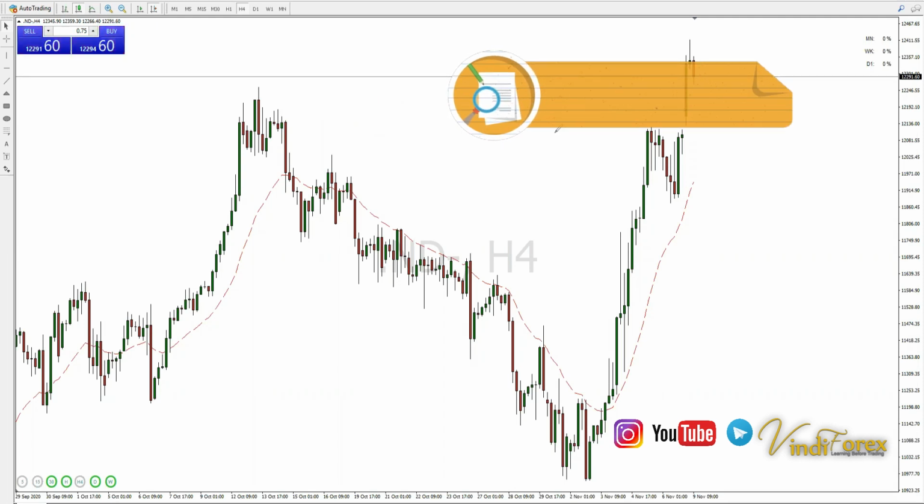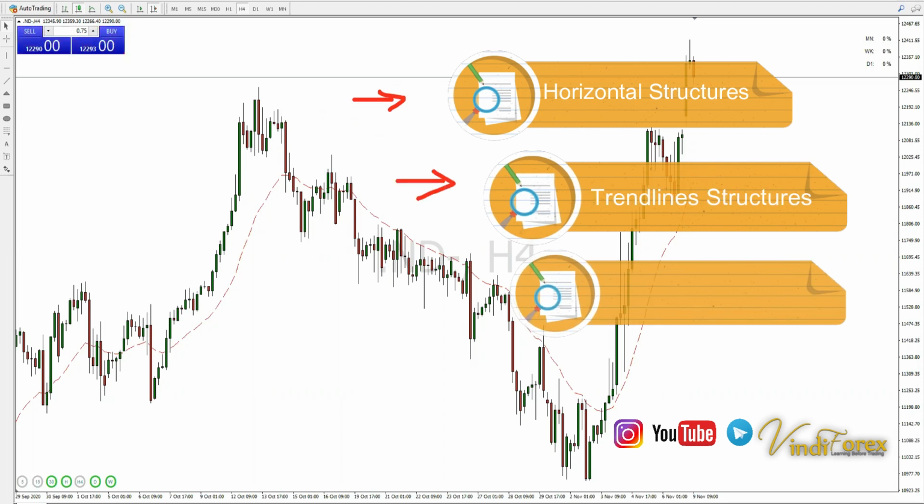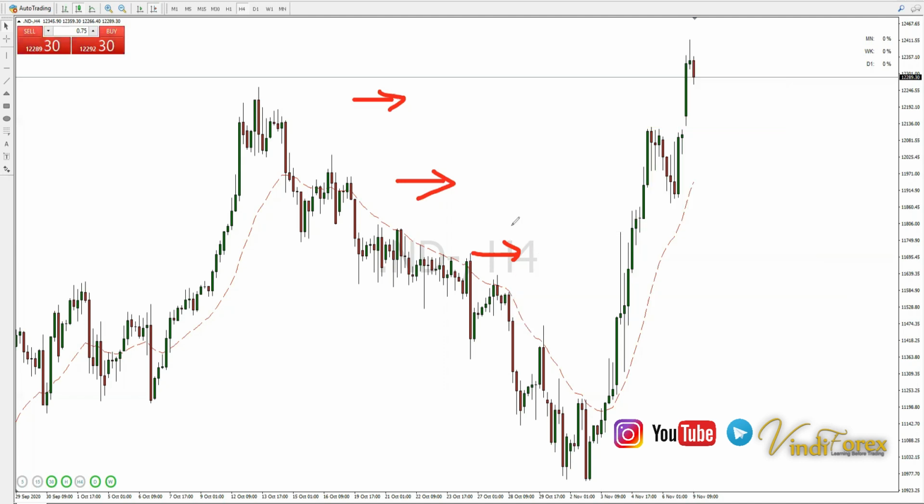By this, I'm referring to three structures. The first one will be zones, or your horizontal support and resistance. The second one, of course, we will be looking at trend lines. And then the third one, we'll be looking at your Fibonacci levels. So we'll be merging all these three structures together to find an area where we can buy or sell. Easy as that. Nothing rocket, nothing wild. It's just basic. So that's what we're going to be doing in this particular session.